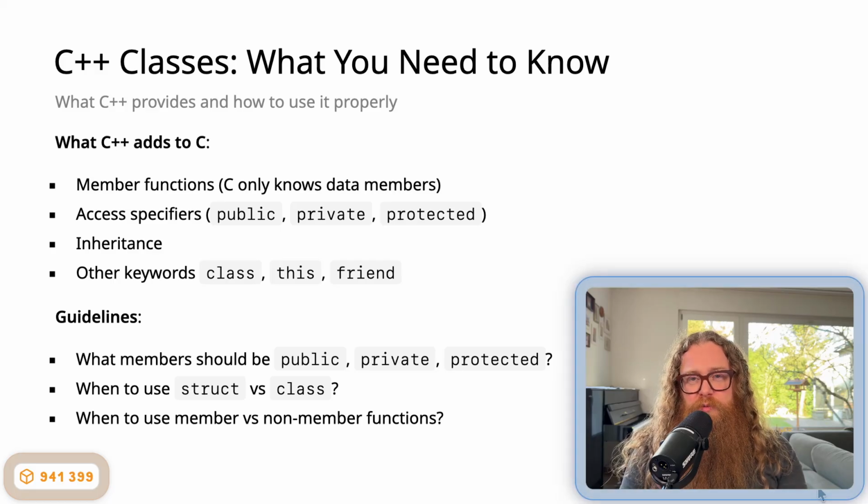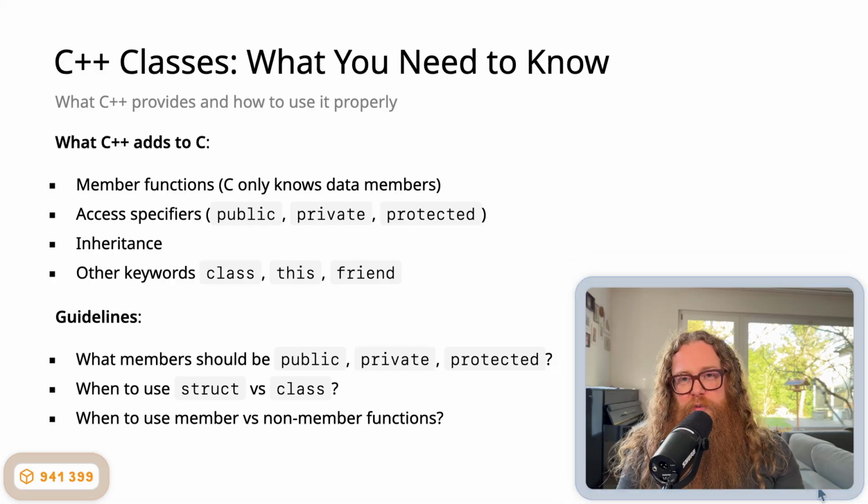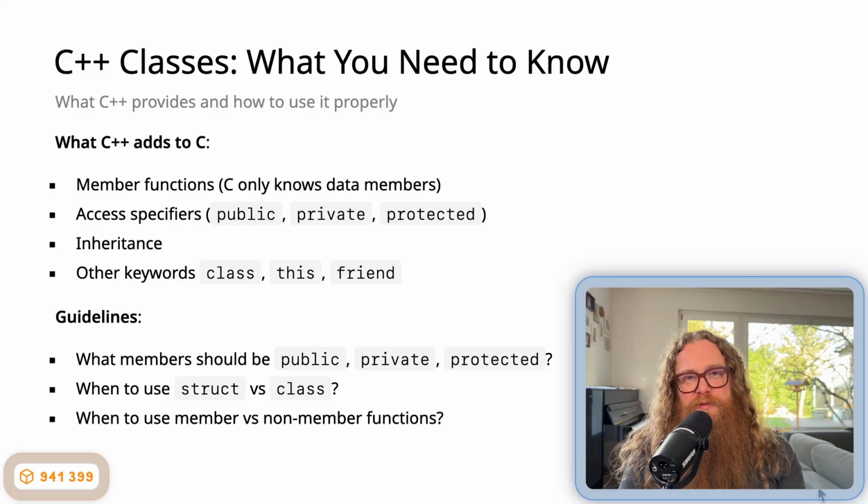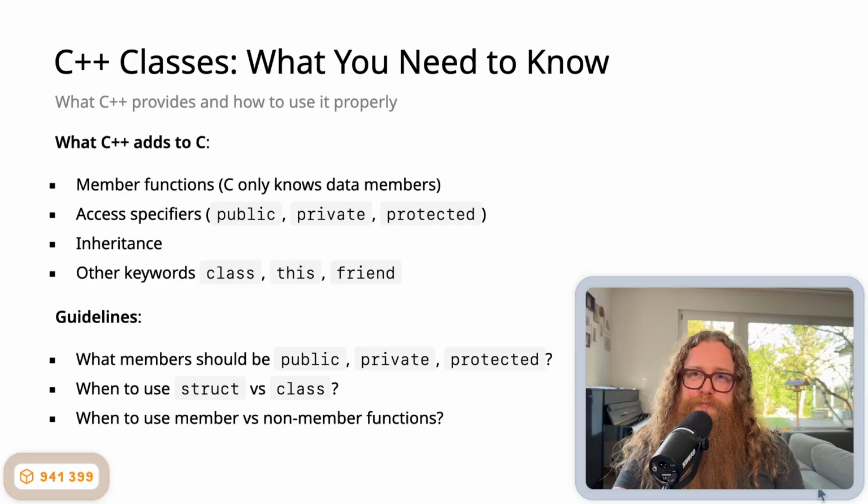So we will look at what those keywords do, and we also need to look at guidelines. Once we understand what these keywords are, we want to understand where to use them. So what members should be private, what should be protected, what should be public. Also, when should we use a struct or when should we use a class? And you may remember that I said that the non-member functions of a class also belong to the class. So you want to know when should a function actually be a member function and when should it be a non-member function.